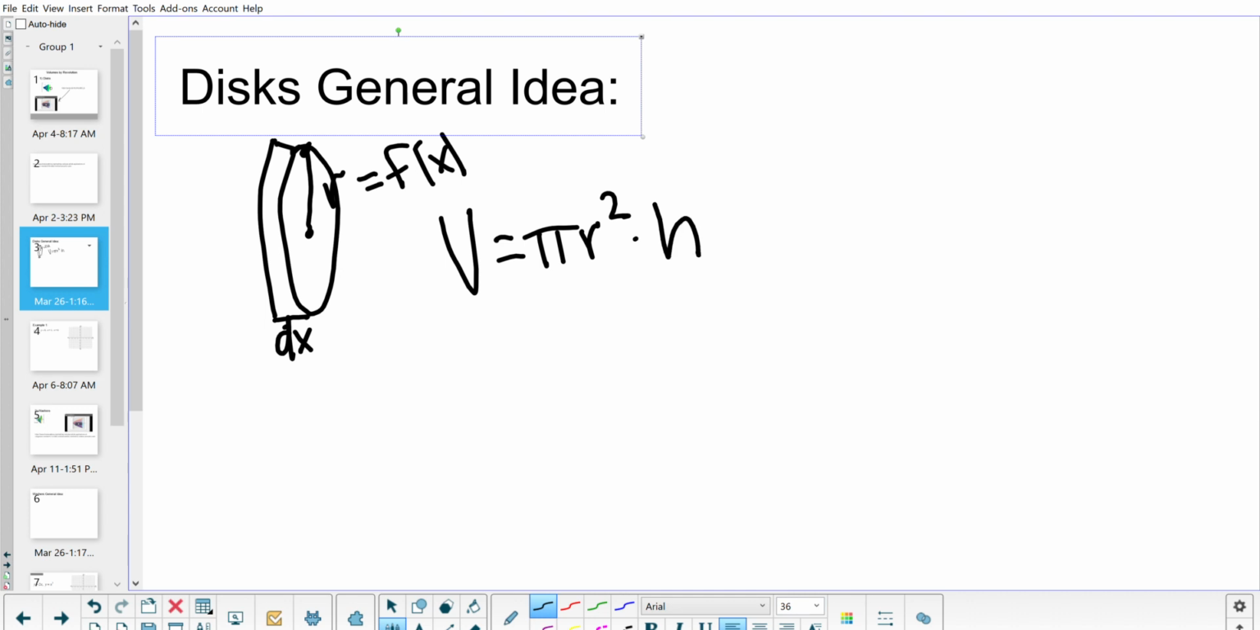Okay, well, to clean this up and make it applicable to what we're doing, it is pi times r becomes f of x squared. And then the height, well, the height is actually, since the cylinder is kind of laying on its side, the height of the cylinder is the dx.